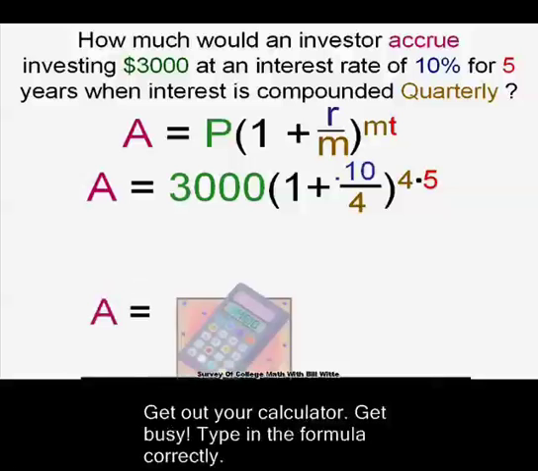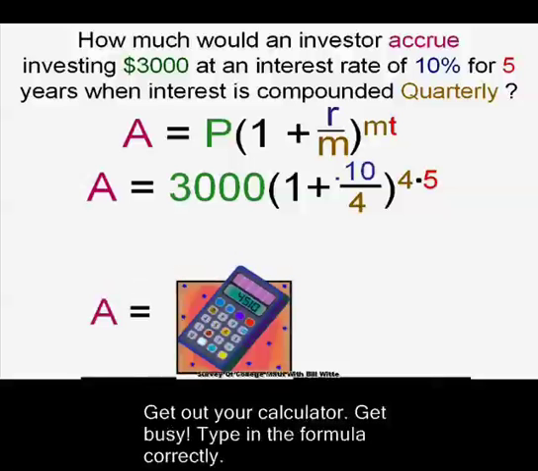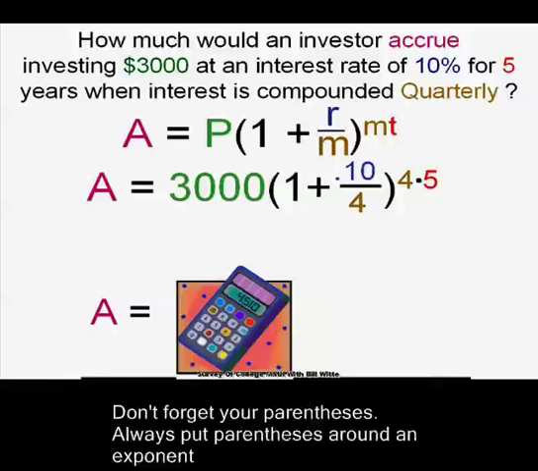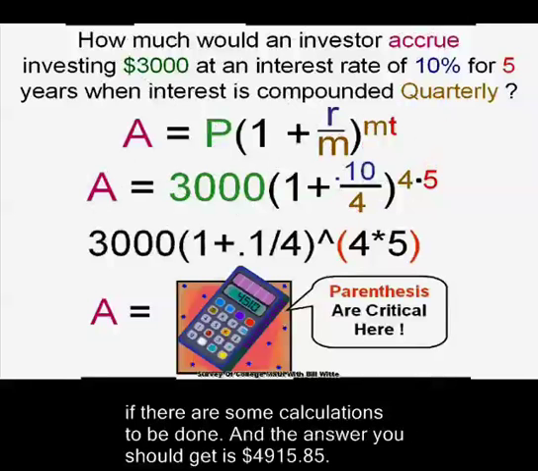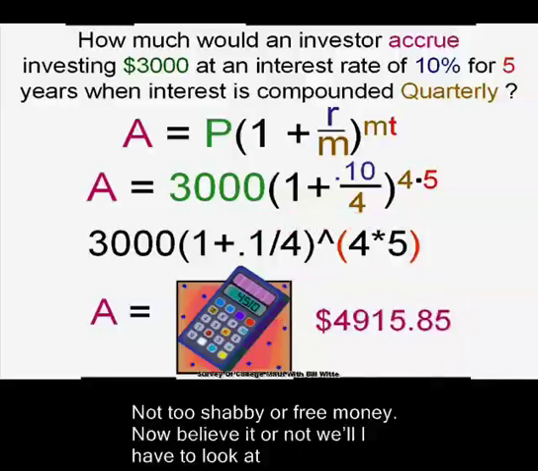Get out your calculator. Get busy. And you should type in, don't forget your parentheses. Always put parentheses around an exponent if there's some calculation to be done. And the answer you should get is $4,915.85. Not too shabby for free money.